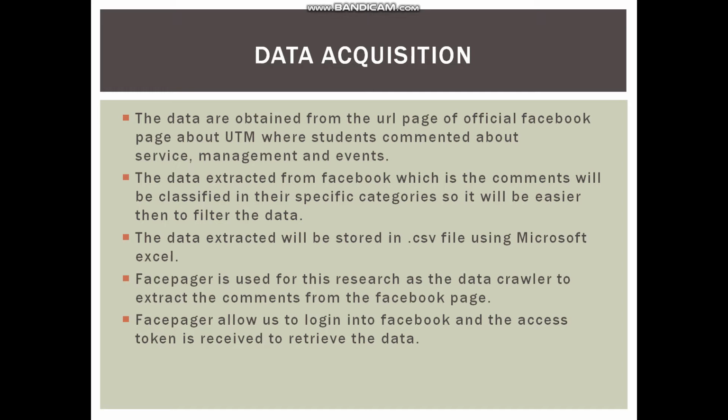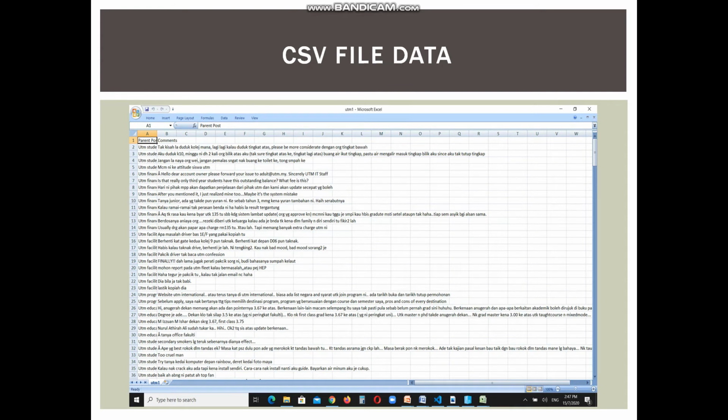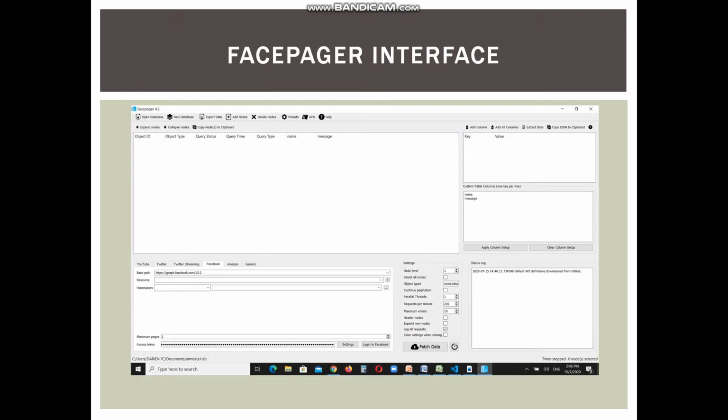So we will crawl the data using FacePager, which will have the token to access the Facebook page, and we can call the data from the official Facebook page. And this is the example of the CSV file data that I collected, the screenshot. And this is the FacePager interface. So you can see the access token there that is used to log in to Facebook.